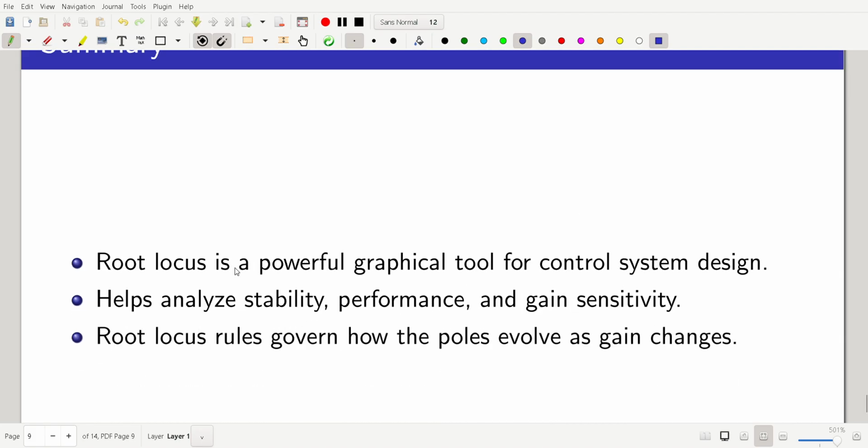Root locus is a powerful graphical tool for control system design. It helps analyze stability, performance, and gain sensitivity. The root locus rules govern how the poles evolve as gain changes. That's very important, because poles matter for system stability. The higher the sensitivity, the less stable the system is. So that's what we need to understand, because gain plays an important role.